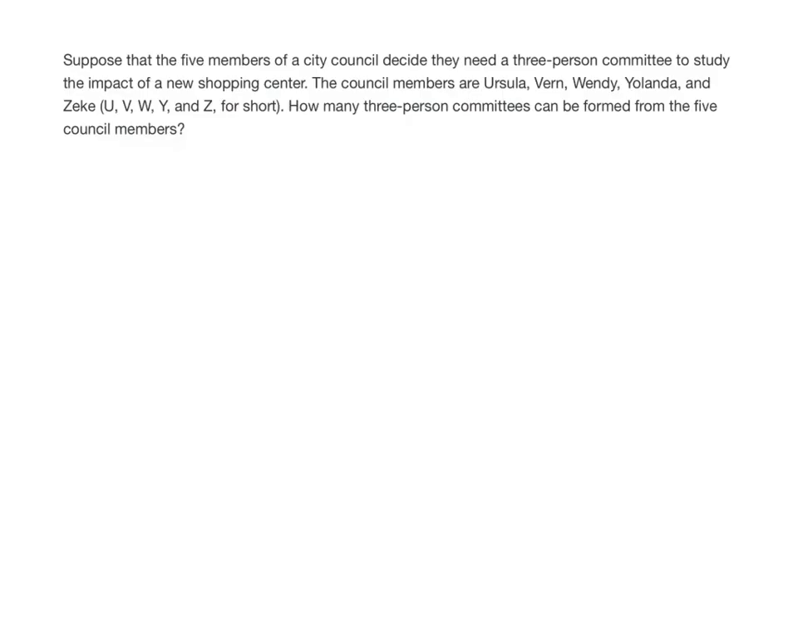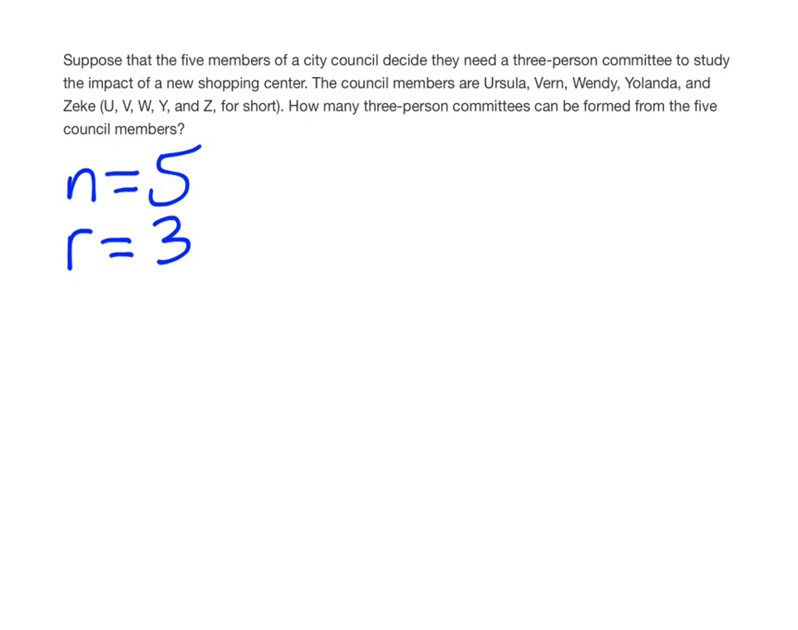So here's our example. Suppose that the 5 members of a city council decide that they need a 3-person committee to study the impact of a new shopping center. The council members are Ursula, Vern, Wendy, Yolanda, and Zeke, conveniently so that we can call them U, V, W, Y, and Z. How many 3-person committees can be formed from the 5 council members? So our N is 5. We have 5 people to pick from, and the R is 3. That's the number of things that we're trying to choose.